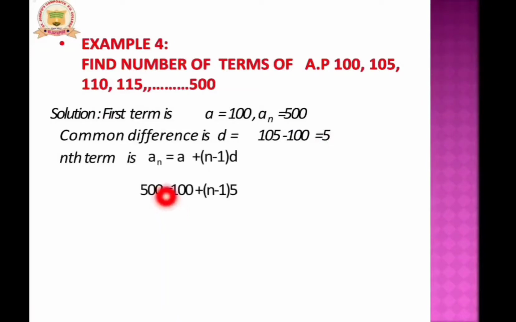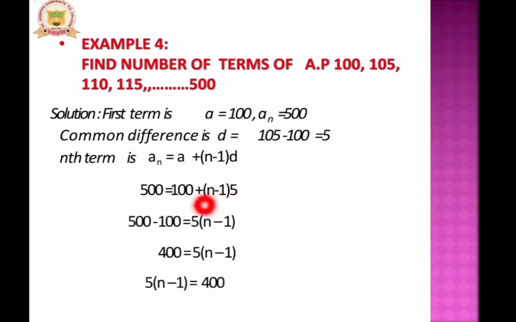Next, we have to calculate the number of terms, that is n. We know the formula an is equal to a plus n minus 1 into d. Substituting an as 500, a as 100, and d as 5: 500 is equal to 100 plus n minus 1 into 5. On solving this, the 100 on this side becomes minus 100. 500 minus 100 is equal to 5 into n minus 1. 500 minus 100 gives you 400 is equal to 5 into n minus 1.